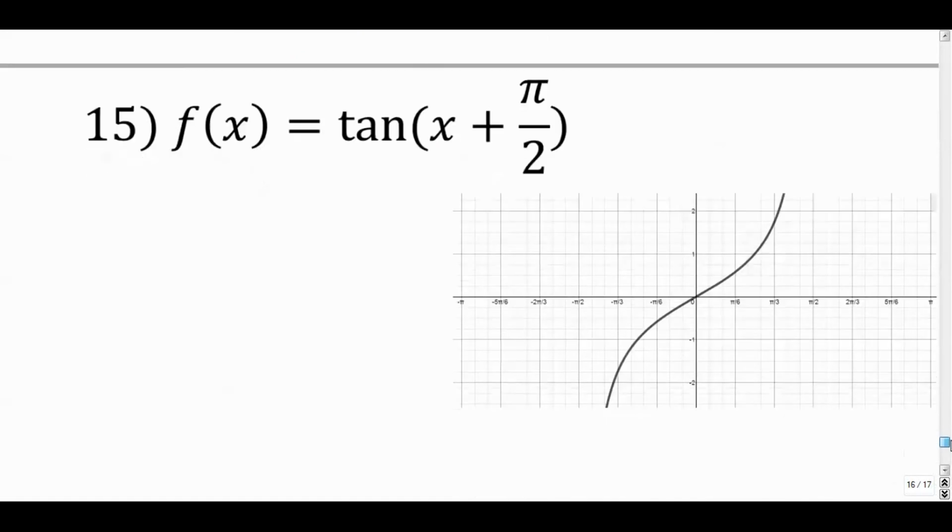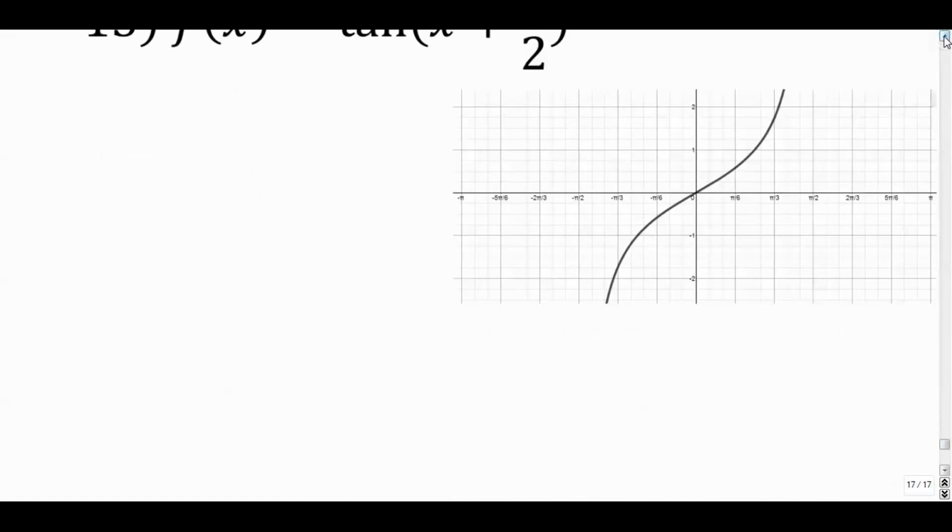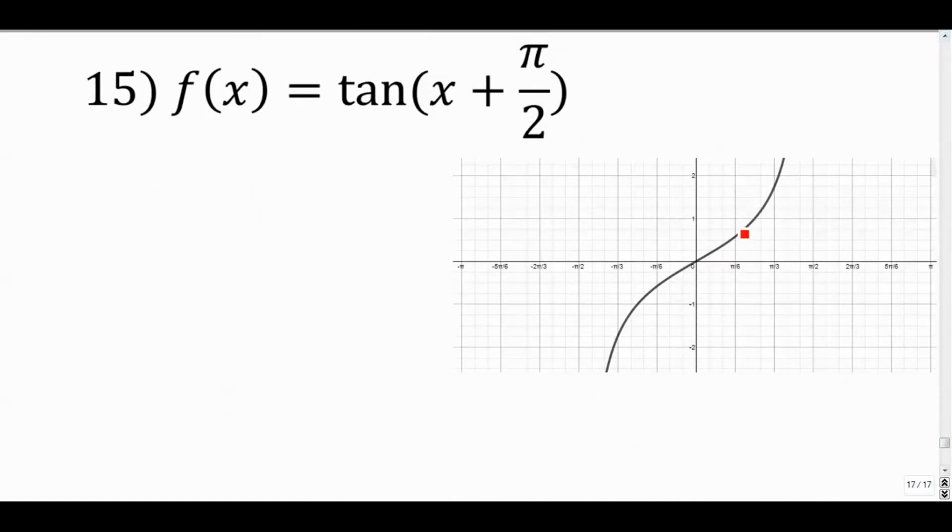Last one, number 15. It's the tangent function. I'm showing one period of the tangent function, and this one is in parentheses, so hopefully by now you see that we're moving left and right. In this case, it's a positive, so we're moving left pi over 2 units. So this whole thing is just going to shift left pi over 2 units. So it's going to look something like that. That's not a very great drawing, but that's a little better. You get the idea. So there you go.